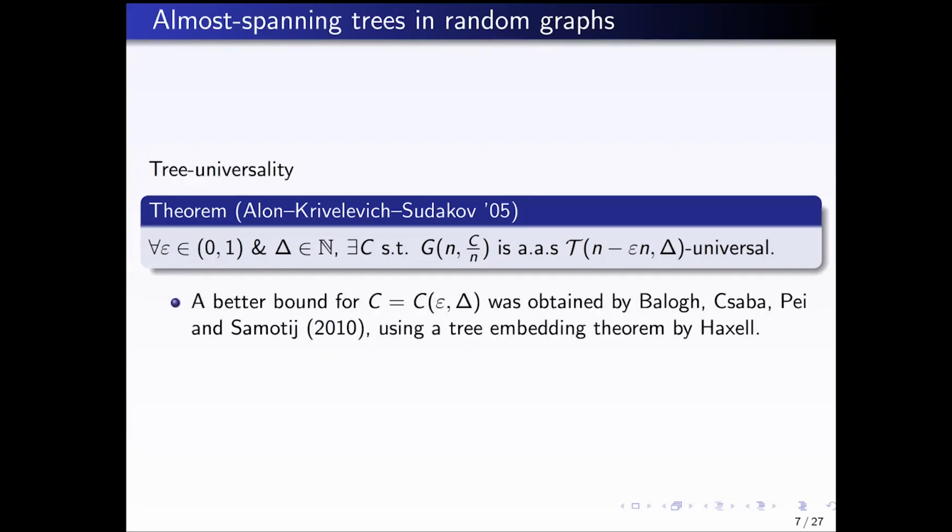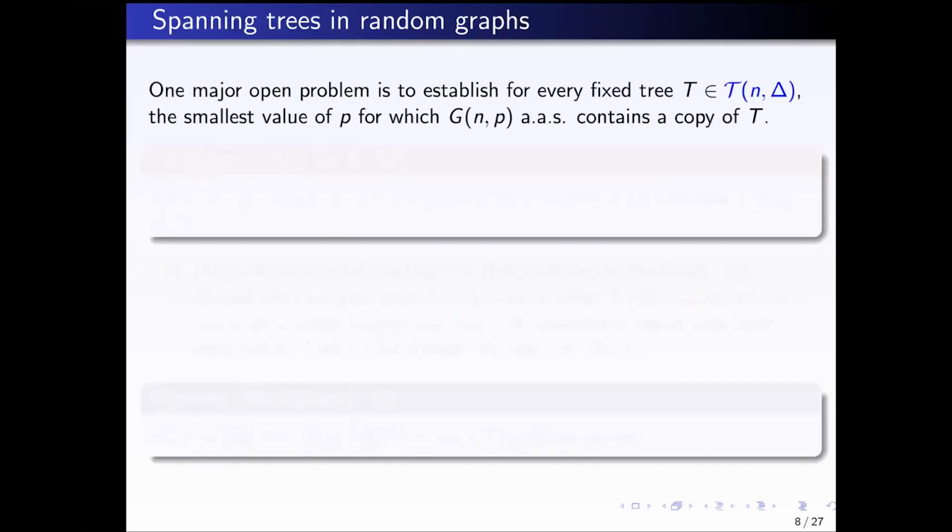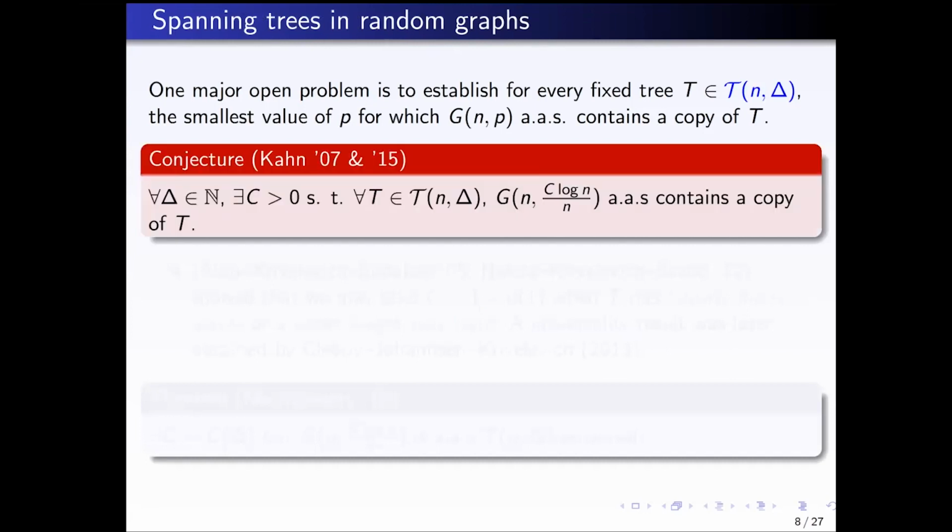And a better bound on C was obtained by Balogh, Csaba, Pei, and Samotij using a tree embedding theorem of Héxel. Okay, so right, then these are really not about spanning trees. What about spanning trees in G(n,p)?